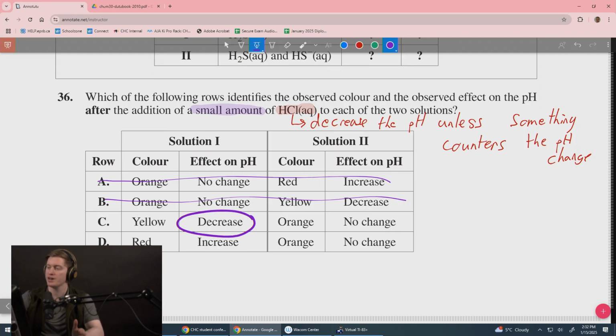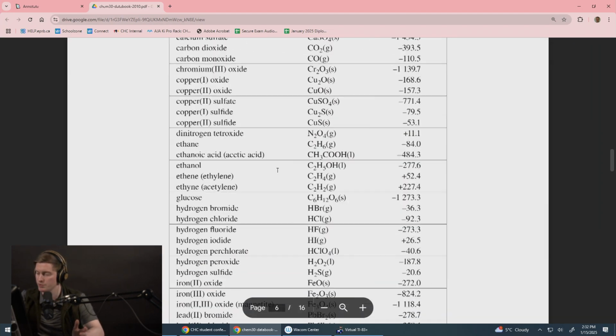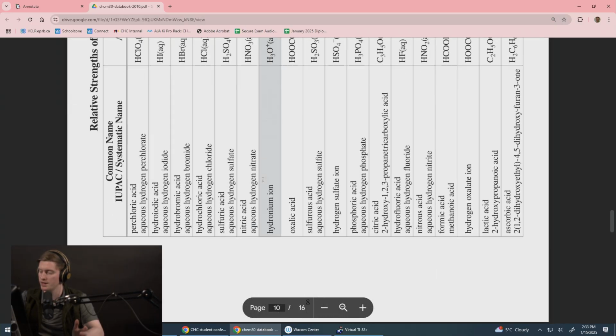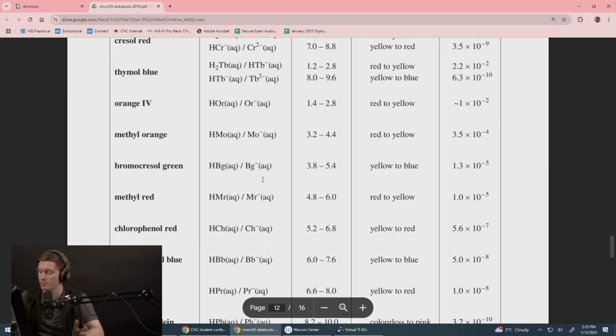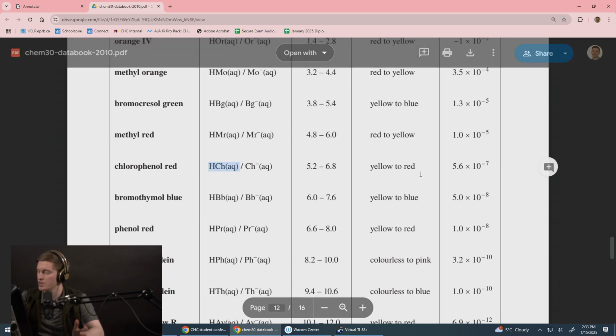And then we can check our indicator color, though, from our data booklet here. It's a good practice. We'll check it. We'll find chlorophenyl red, and then we'll see what's the color in the more acidic environment and what's the color in the more basic environment. Chlorophenyl red here changes from yellow to red.